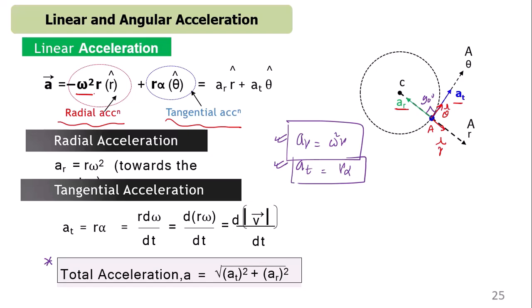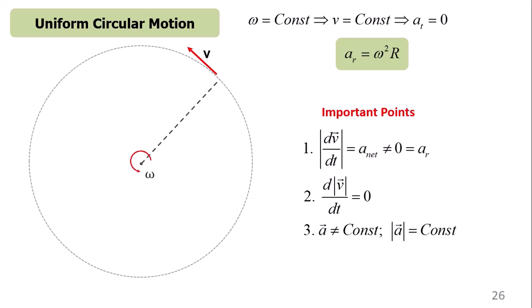If the particle is performing a circular motion which is non-uniform, then the alpha will be there. So this quantity is equal to 0 for UCM. Understood? For UCM, alpha equals 0. So for UCM, A net is only AR, only the radial component is there. But for non-UCM, the tangential component is also there in the acceleration.